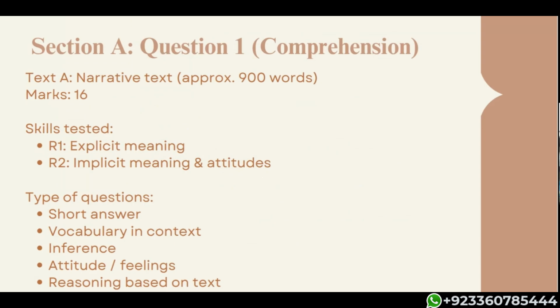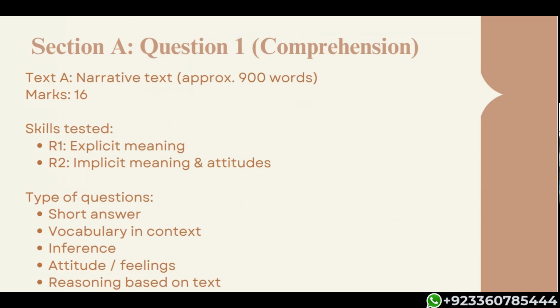Now for section A, we have question number 1. It is a narrative text, because I have told you that text A will be given. The length of this text will be around 900 words. Marks for question number 1 will be 16. Here your reading skills will be tested: explicit meaning. After reading, you have to find the implicit meaning and attitude. So you have to practice finding the explicit meaning after reading the text and finding the implicit meaning after reading the text.